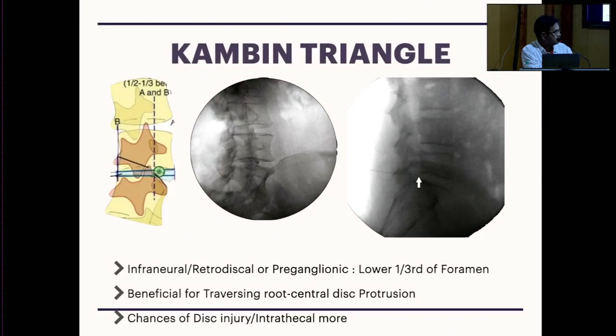In case of Kambin's triangle, this is the superior articular process, and in this case, a needle entry just retrodiscal and just lateral to the superior articular process. So this is the entry point, just lateral to the superior articular process in this case. So here basically we are entering the lower part of the foramen. That's why it is the infraneural, and sometimes if you are doing an infraneural injection, it also involves the traversing root also. So the supraneural is mostly involved in your exiting root.